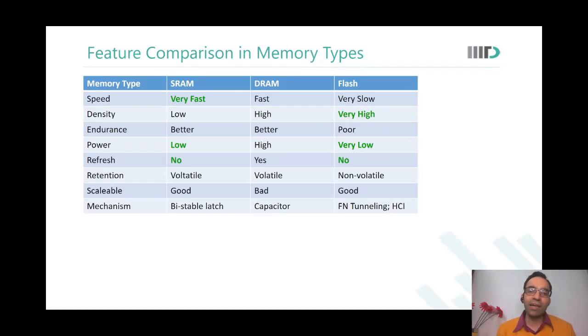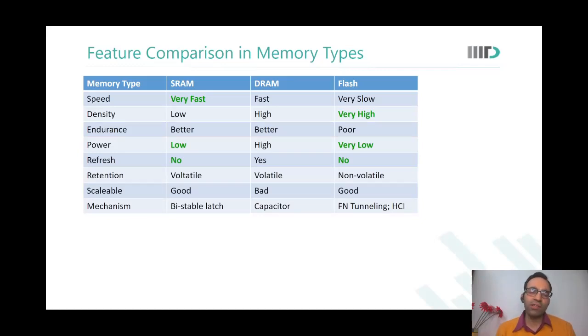There is another reason why flash cannot be used in L1 or L2 caches. Why? Because look at the third row, the parameter called endurance. Endurance means how many reads and writes I can do on this particular memory. For SRAMs and DRAMs, it's almost infinite. But for flash, it's of the order of, say, tens of thousands. Now, how does that limit flash from being used as a cache?